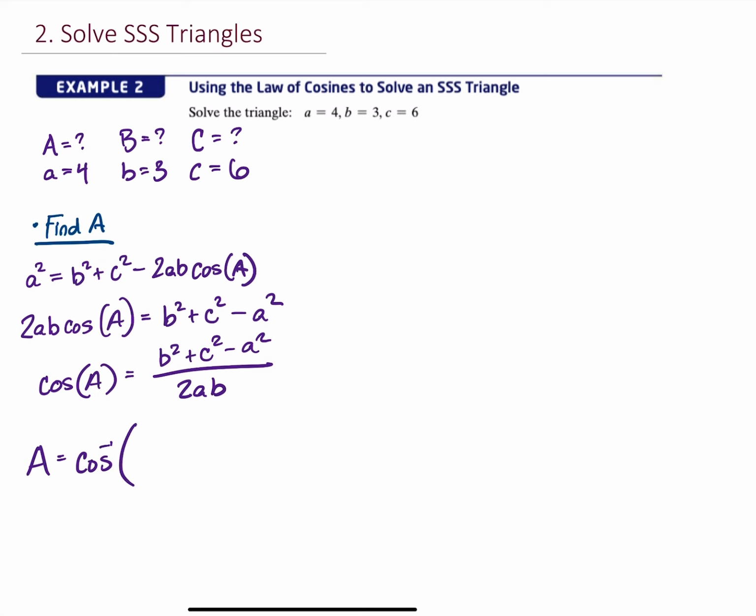Now I'll plug in my values. So b squared is 9. C squared is 36. A squared is 16, so minus 16, over 2 times b times c, so 2 times 3 times 6. So plug all of that in, and you should get that A is approximately equal to 36.3 degrees. And again, just be sure that you're in degree mode on your calculator.